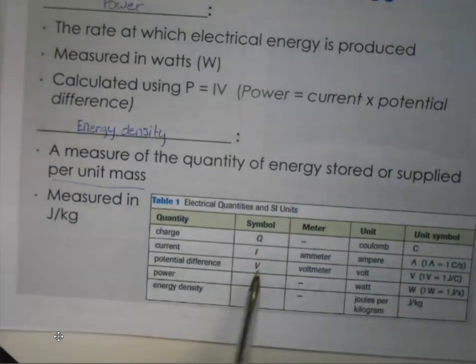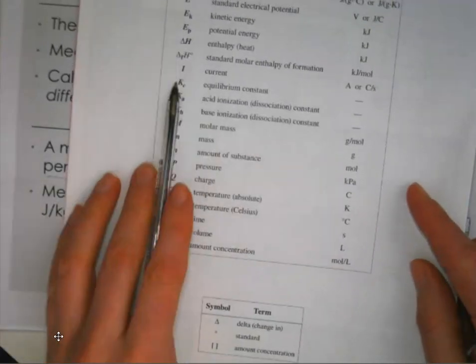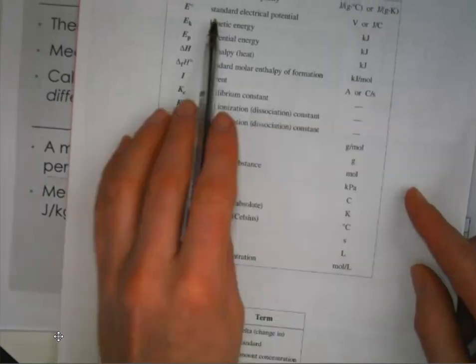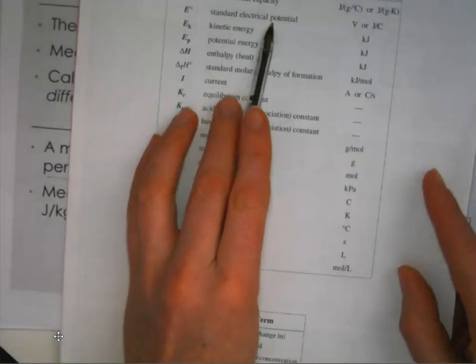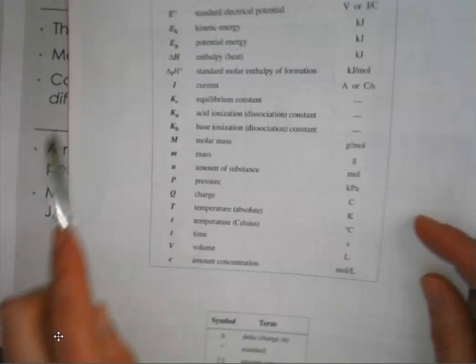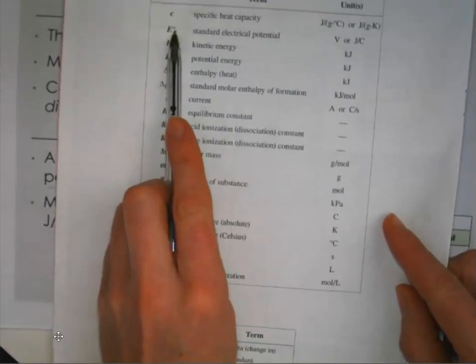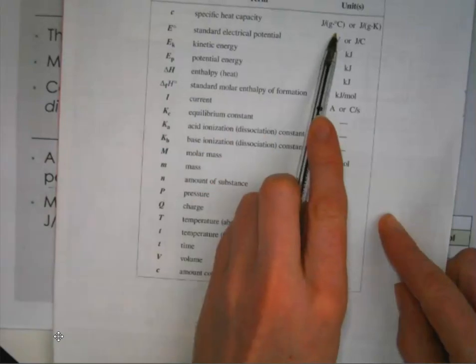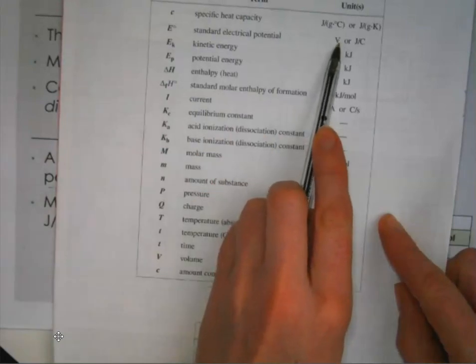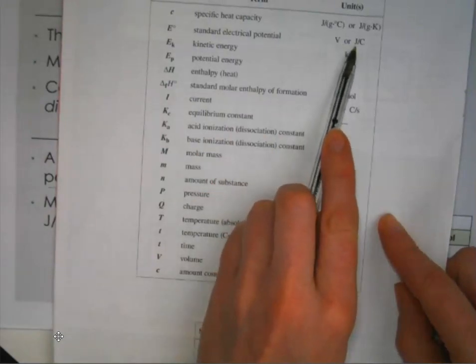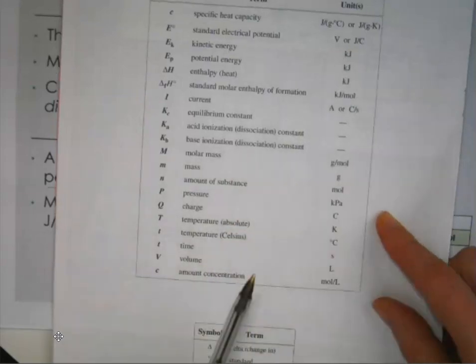Potential difference, measured in volts, is up here. Remember, standard electrical potential is the same thing as potential difference. The symbol we use for it is this capital E with the degree sign. The units we use for it are volts, or you could have joules per coulomb.